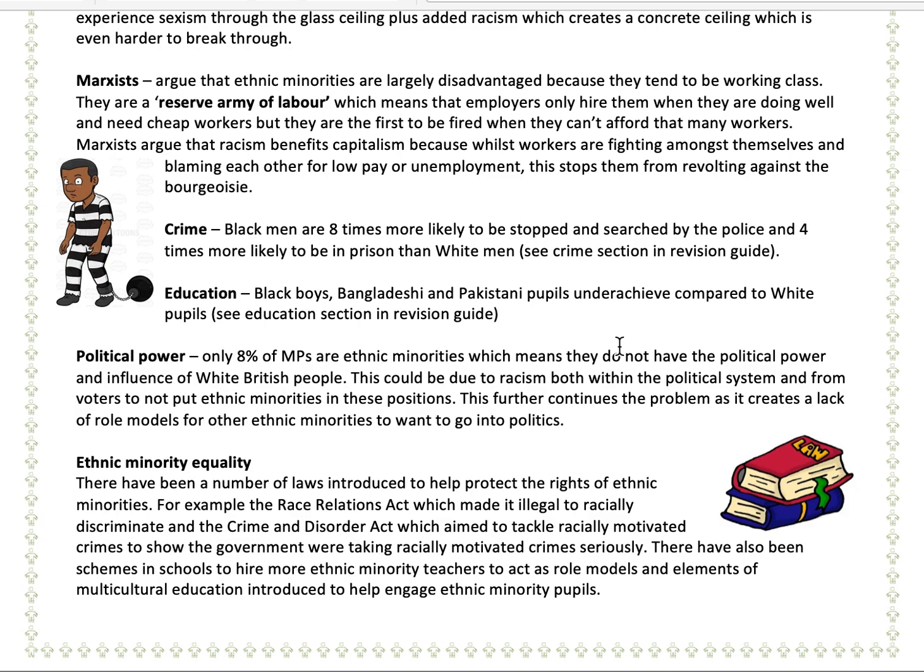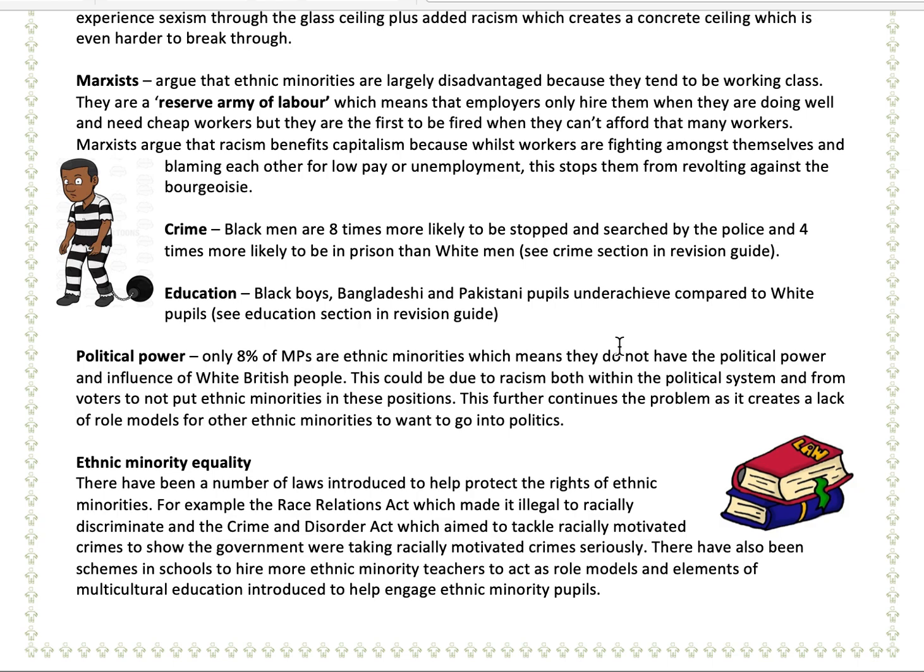Political power, so the underrepresentation of different ethnic groups, and also racism in the system, a lack of faith maybe from ethnic minority groups due to political decisions that have been made that have disadvantaged them, or a lack of role models from other ethnic groups, meaning that they might be less likely to want to go into politics.